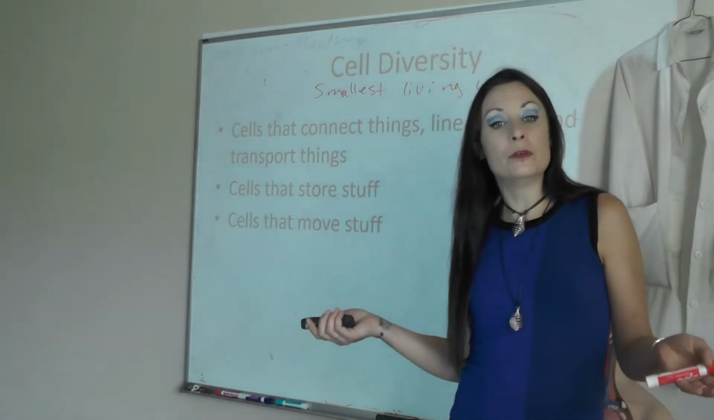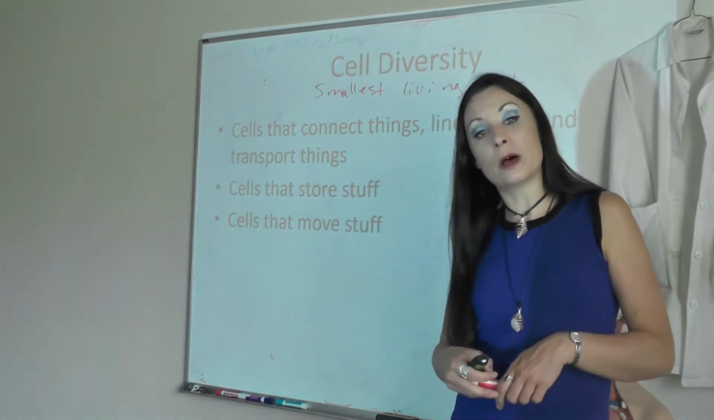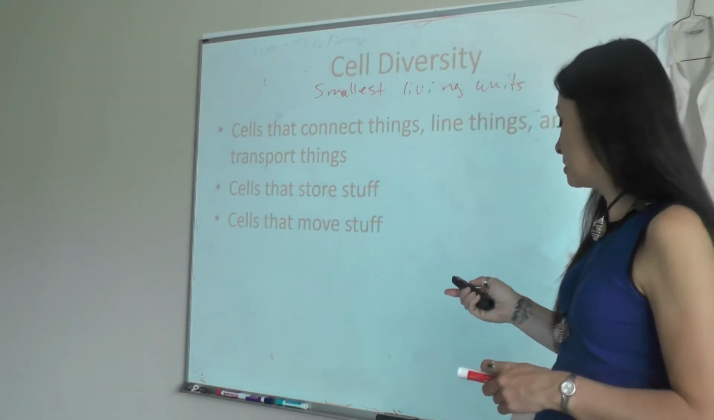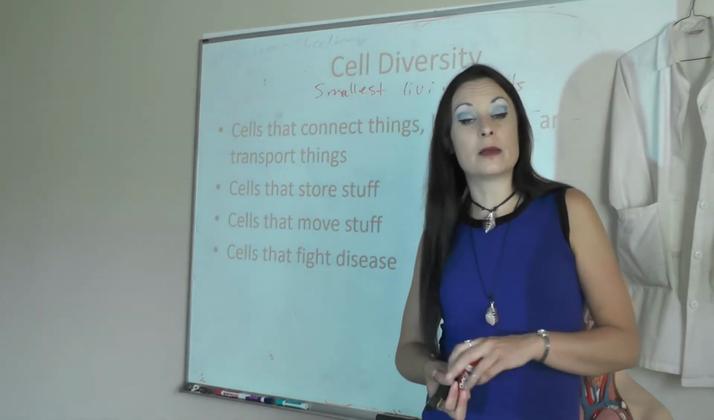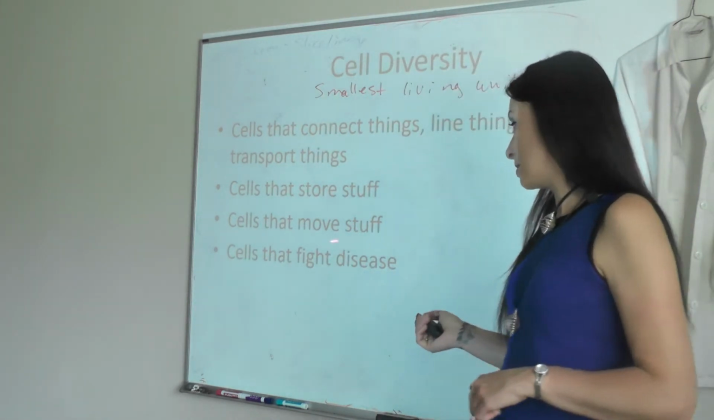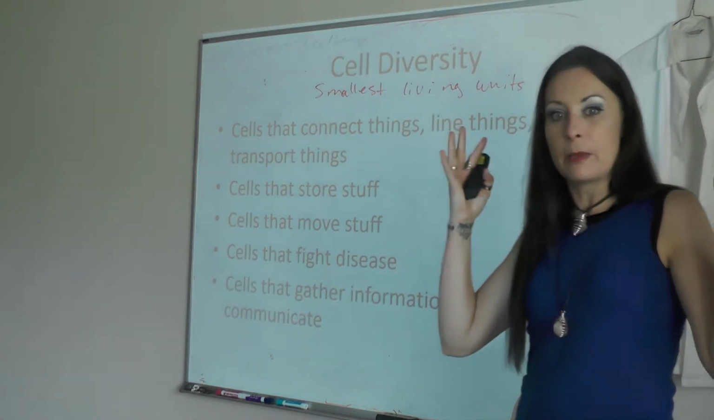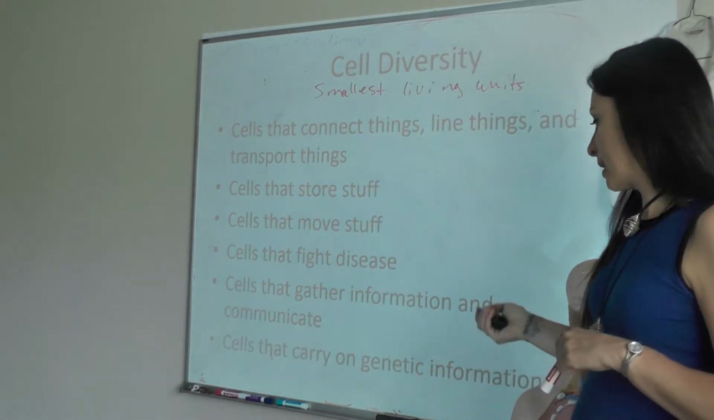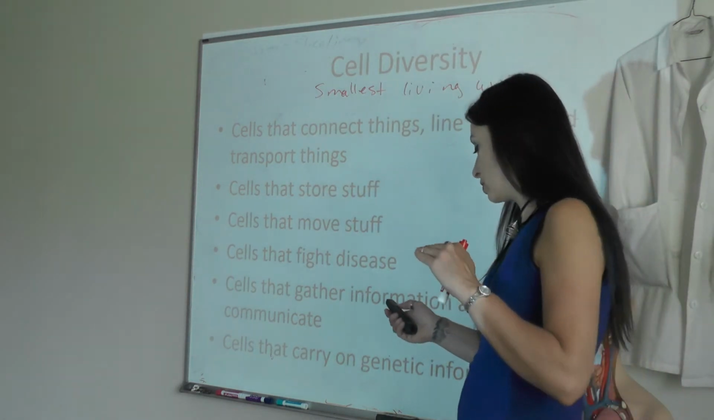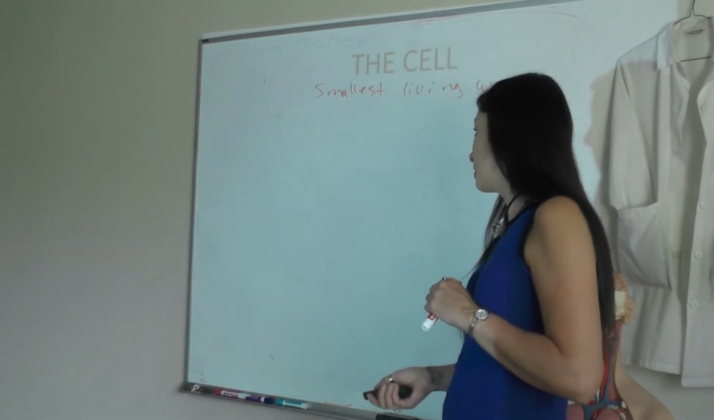We have cells that move stuff, so skeletal muscle cells contract and move bone. Smooth muscle cells contract and move stuff in hollow organs. We have cells that fight disease, so we'll talk next semester about the immune system and all of our immune cells that are gonna help keep us healthy. We also have cells that gather information and communicate. Some of my favorite cells in the body, neurons, so pretty cool. We have cells that carry on genetic information, so sperm have little flagella they can move, and then our oocytes carry our genetic information. So cells are really, really important.